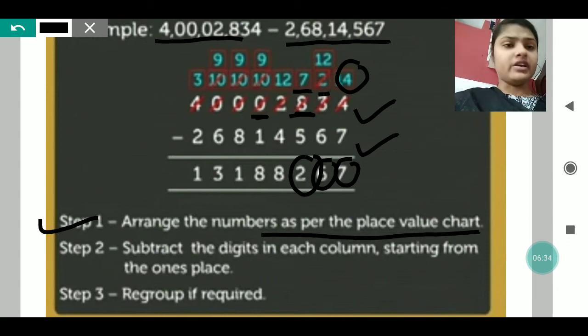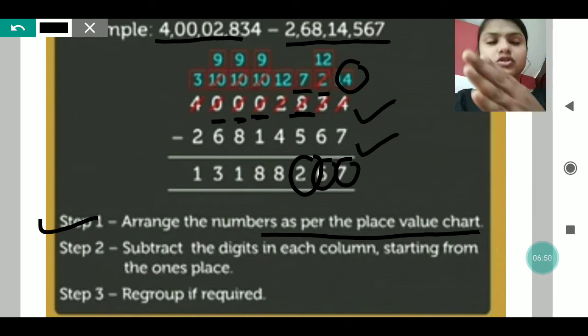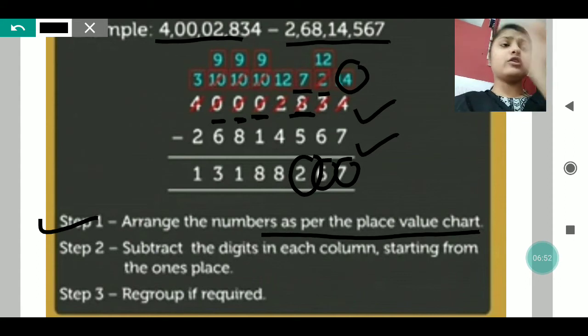But 0 will not give. 0 can't give any number to 2. So that 0 will move to the next number to take carry. Again, this place is also 0. So how will it give? Then this 0 will move to the next number. It can take carry from the number which is written just next to it. It cannot jump directly to the number from where it can take carry.